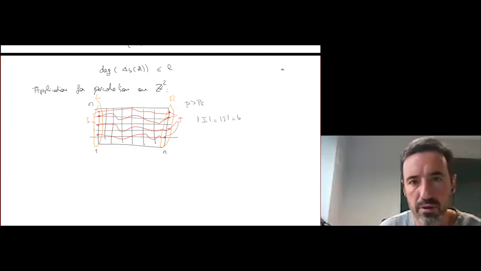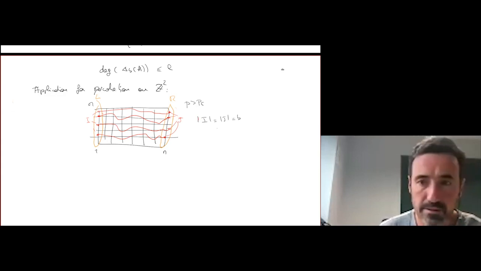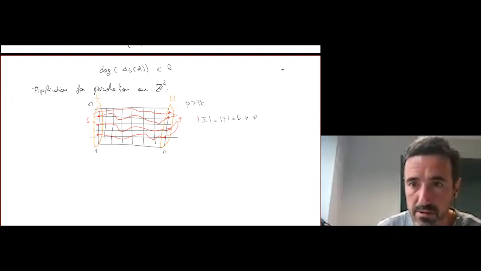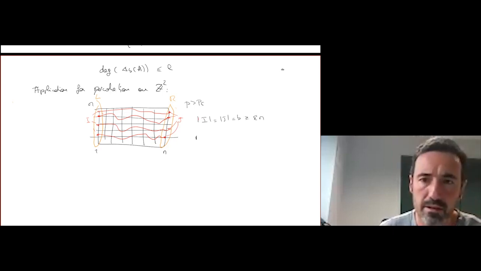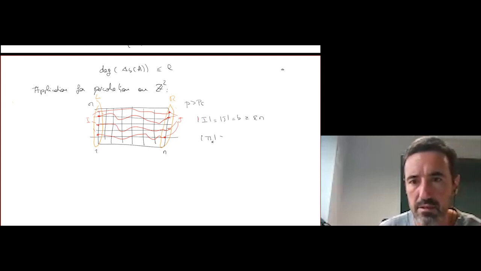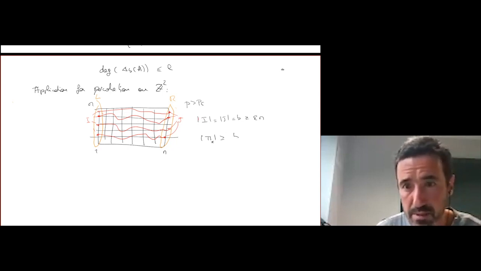So if we have some left-right crossing on the percolation graph, the length of the minimal path matching will be at most... we will assume that this number is at least epsilon n. The length of the minimal path matching is the total number of vertices, so it's at least b times n, which is larger than epsilon n squared.